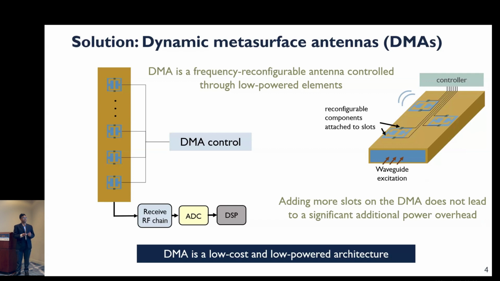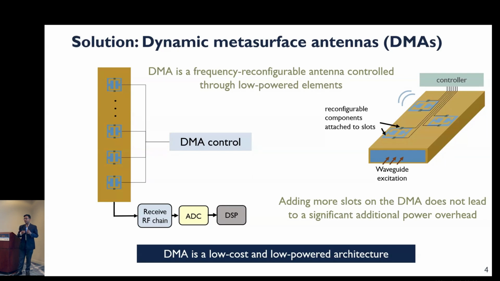Let me start by discussing what a DMA is. A DMA is a frequency-reconfigurable antenna which has a leaky waveguide structure. You pass a signal from one end through a waveguide, and on top of this waveguide we have multiple slots that radiate out power. To give a simple analogy, you must have used a garden hose where we put water from one end and then it sprinkles water. Similar to a garden hose, we can tune the radiation through these radiation reconfigurable slots.